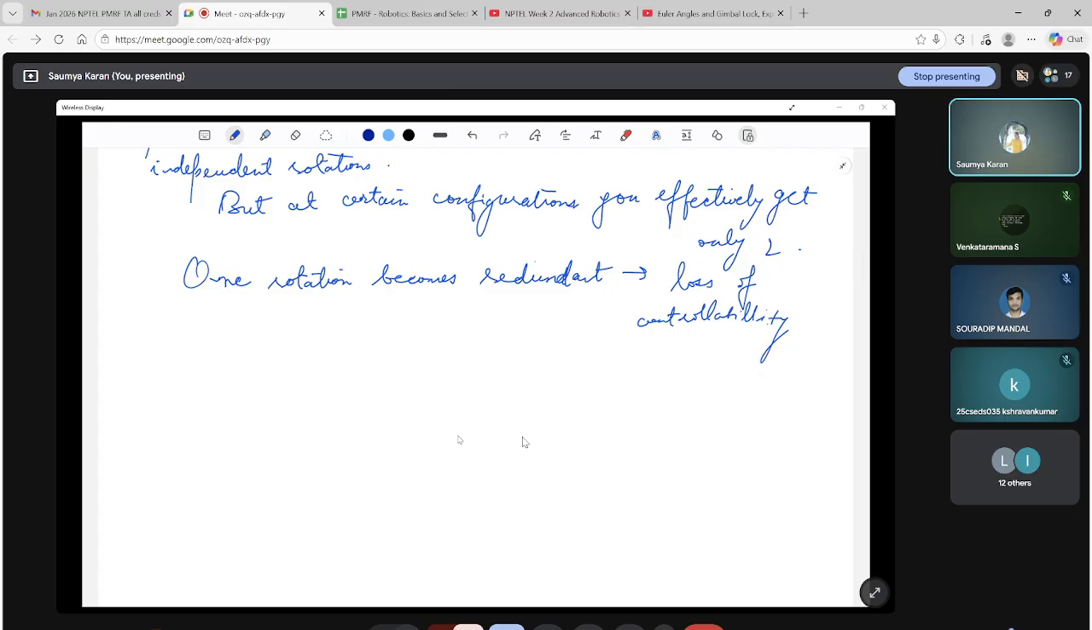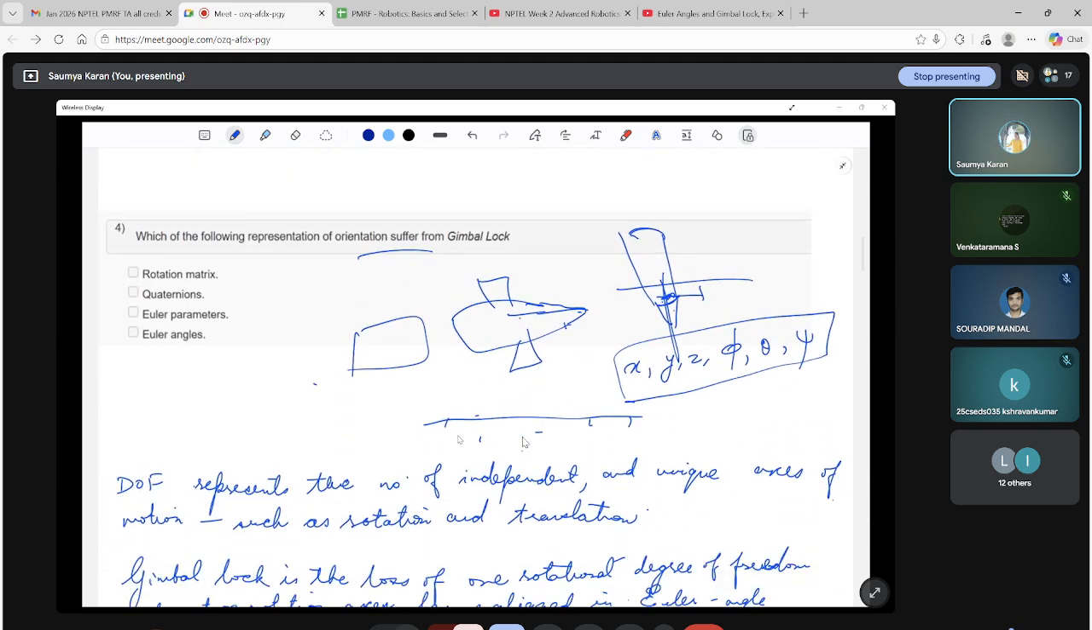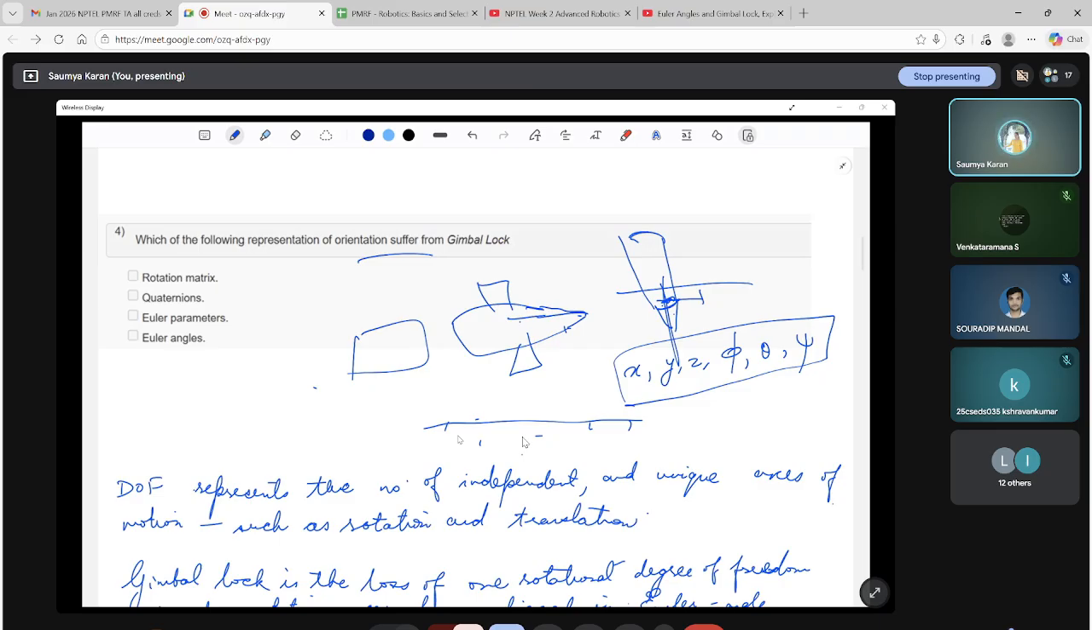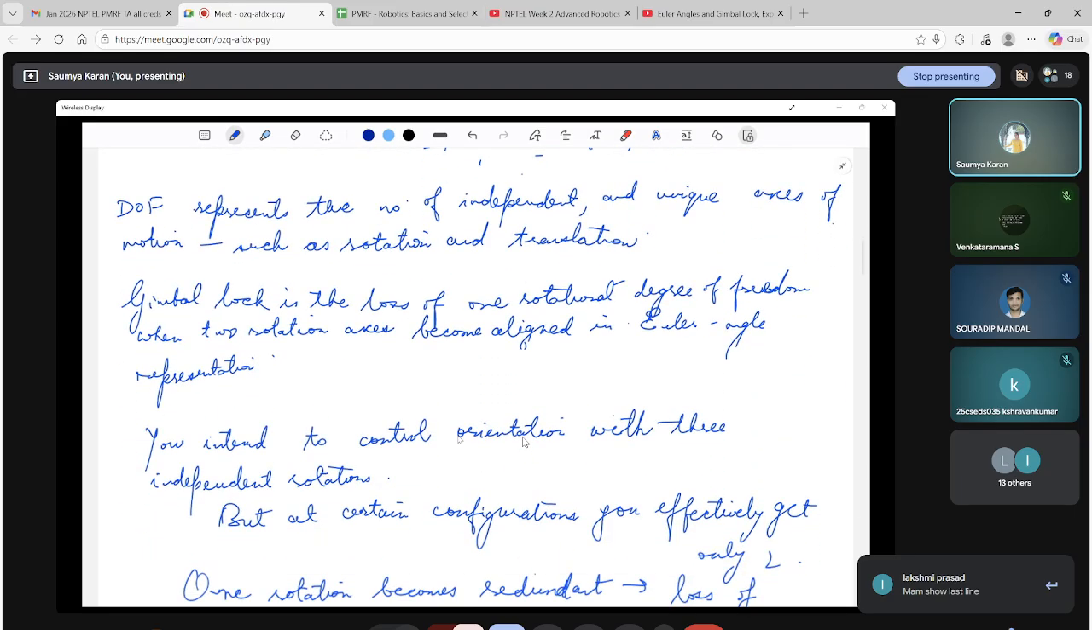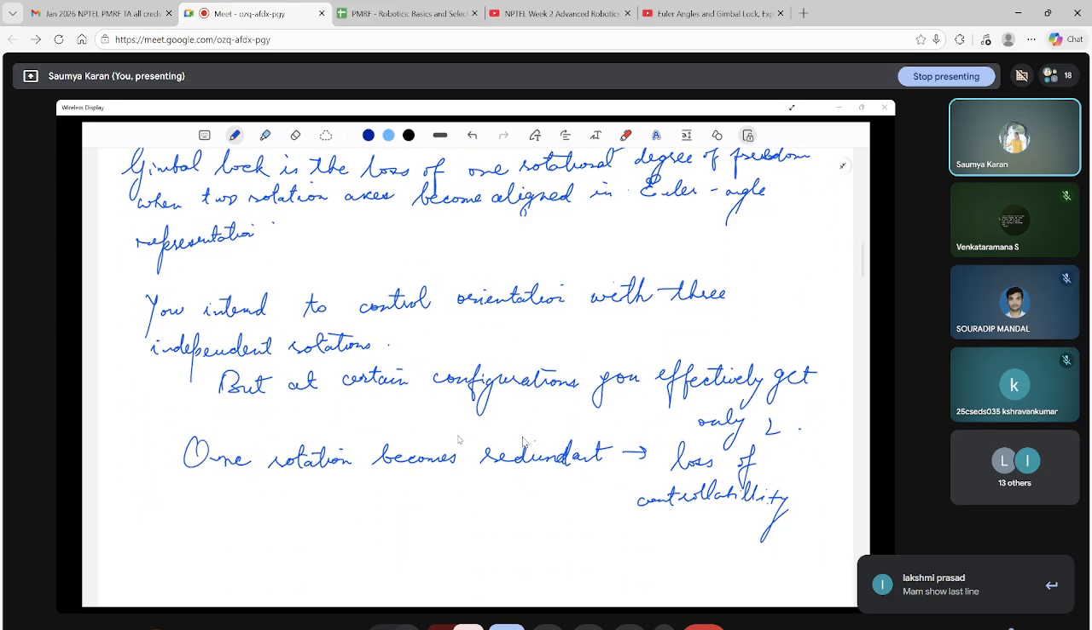Okay, so what was the question that we were dealing with? The question says, which of the following orientation representations suffer from gimbal lock? It is Euler angles. Okay. If we talk about rotation matrices, rotation matrices represent orientation as a single global transformation, right? They do not decompose orientation into sequential rotations. So no axis collapse or alignment internally, right? So we do not have the problem. Second option was quaternions.